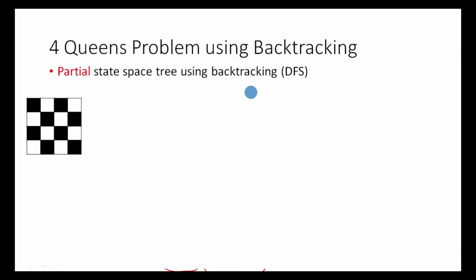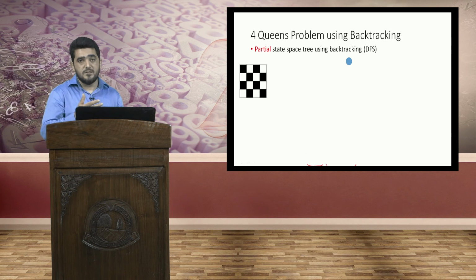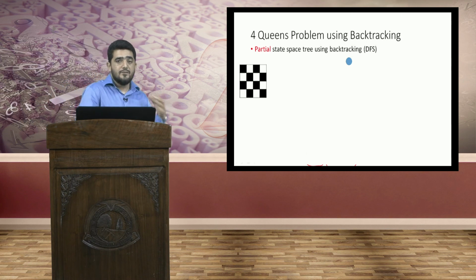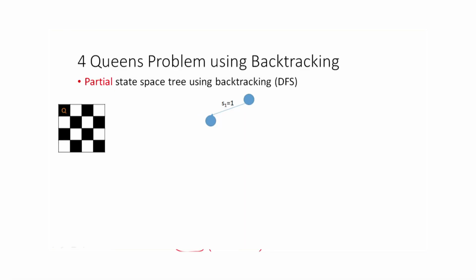We'll try to construct the partial state space tree using backtracking, and please note that we are considering the depth first search algorithm, not the breadth first search algorithm, for the time being. So we start from an empty root. The available choices to us for the first row are 4: 1, 2, 3, and 4. So we choose the first one, and we place the first queen in the first column of the first row.